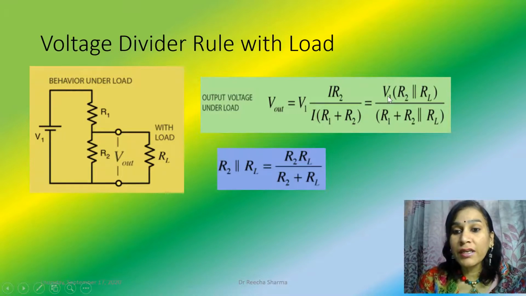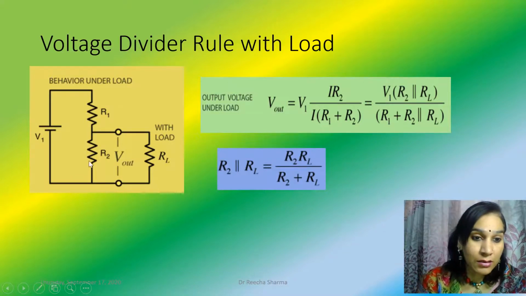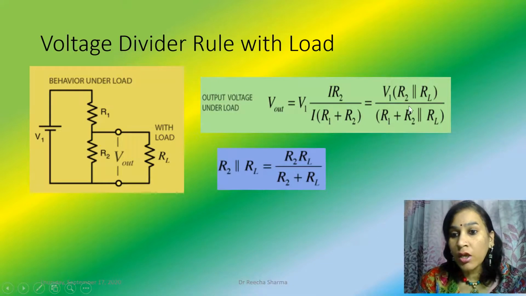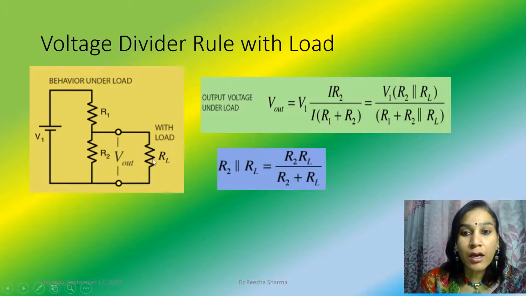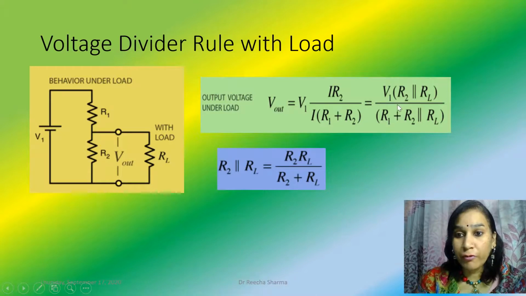It can be written as V1 into R2 parallel RL, this combination of R2 and RL in parallel, upon the total resistance. The total resistance is R1 plus the parallel combination of R2 and RL. So this is the final result.